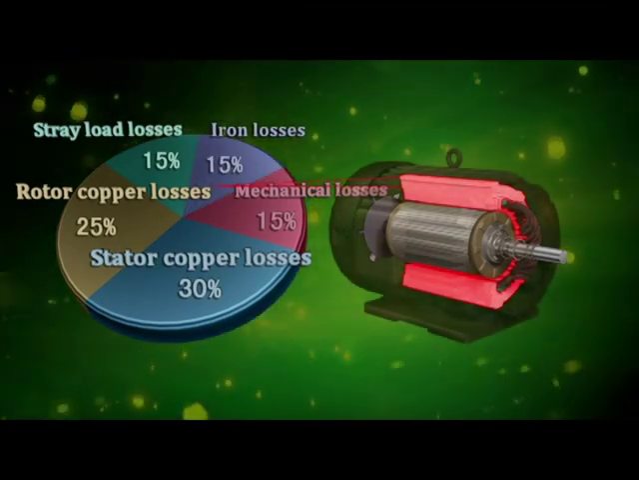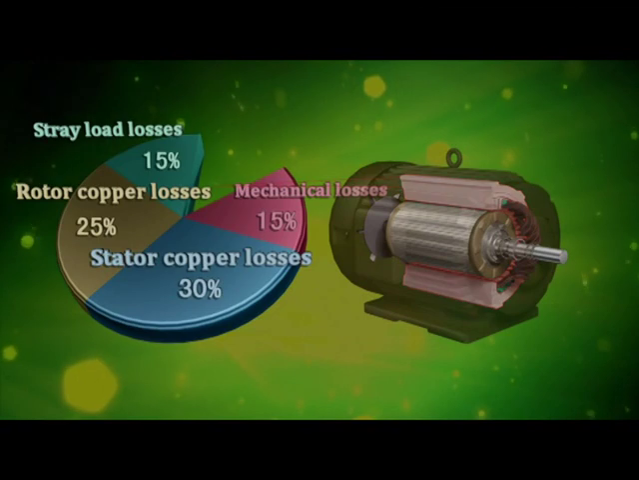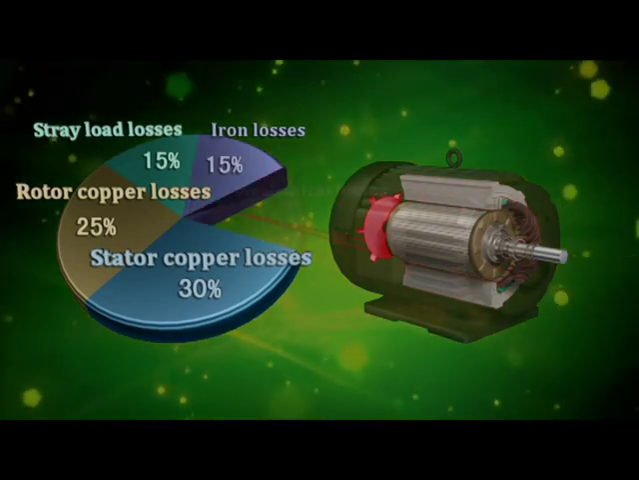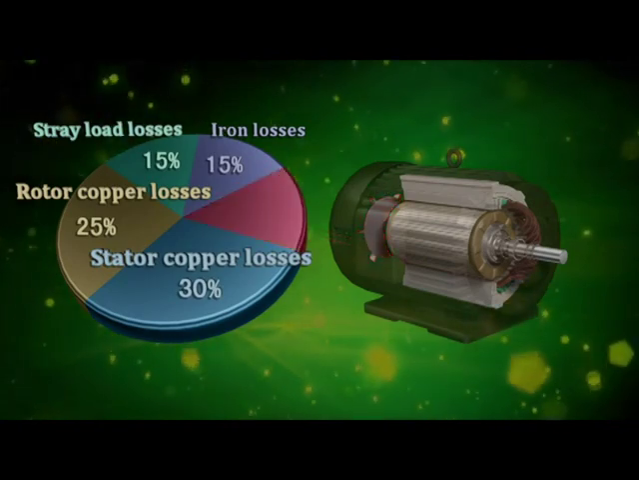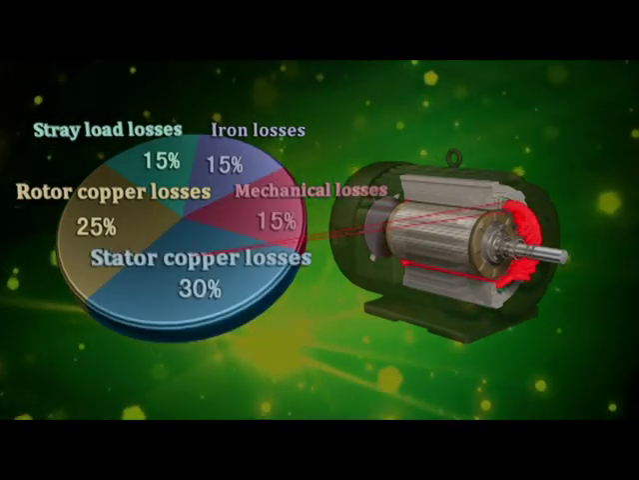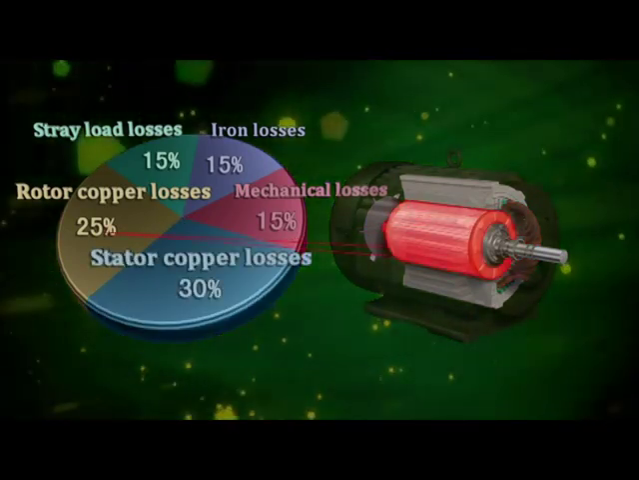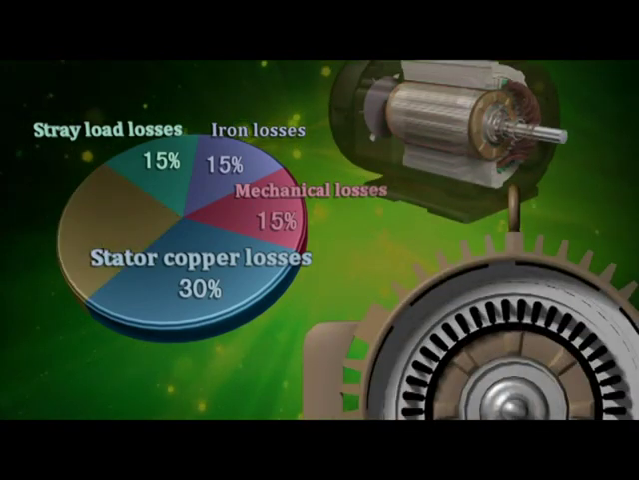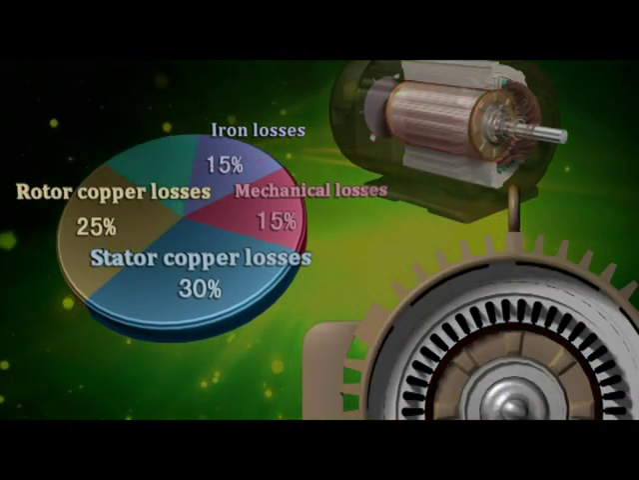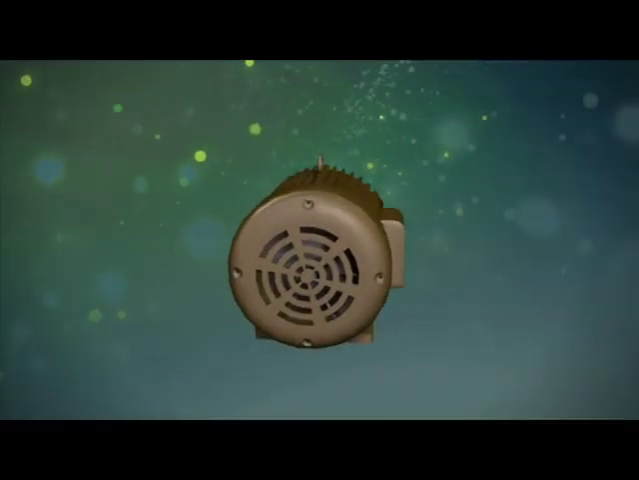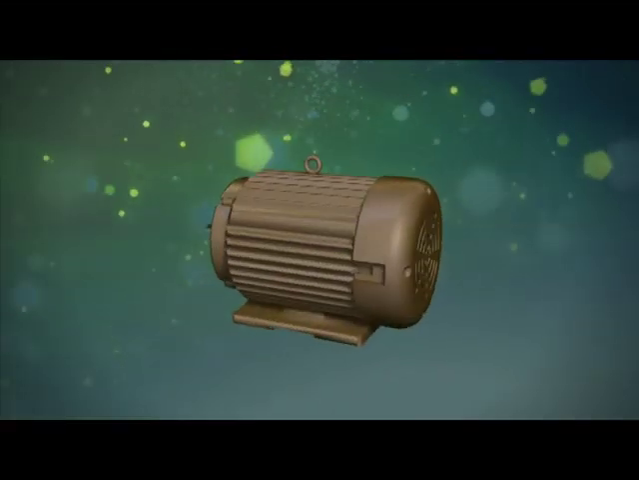The loss proportions are 15 to 20% for iron loss, 5 to 15% for mechanical loss, 30 to 45% for stator copper loss, 20 to 25% for rotor copper loss, and 10 to 15% for stray load losses. Reducing these losses can effectively improve motor efficiency.